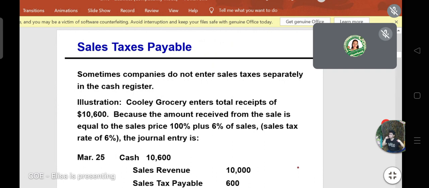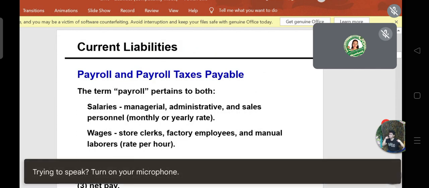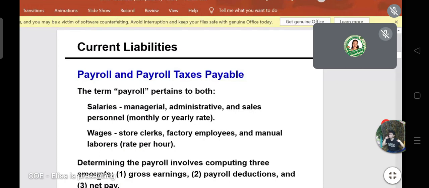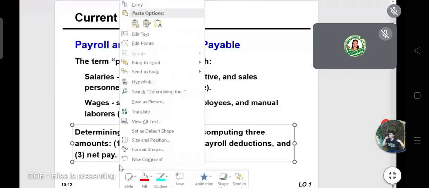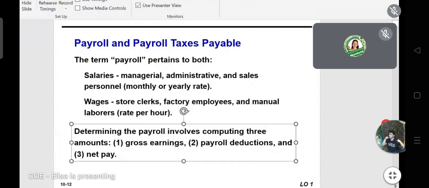Okay. Now, likewise, taxes payable. There are three components when we compute for the payroll.